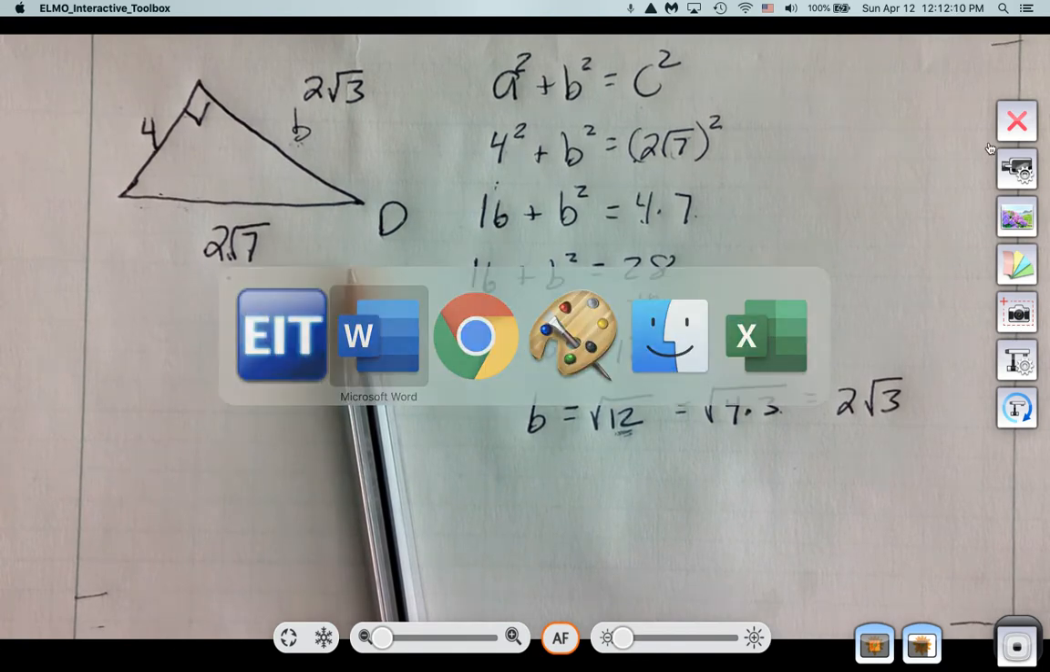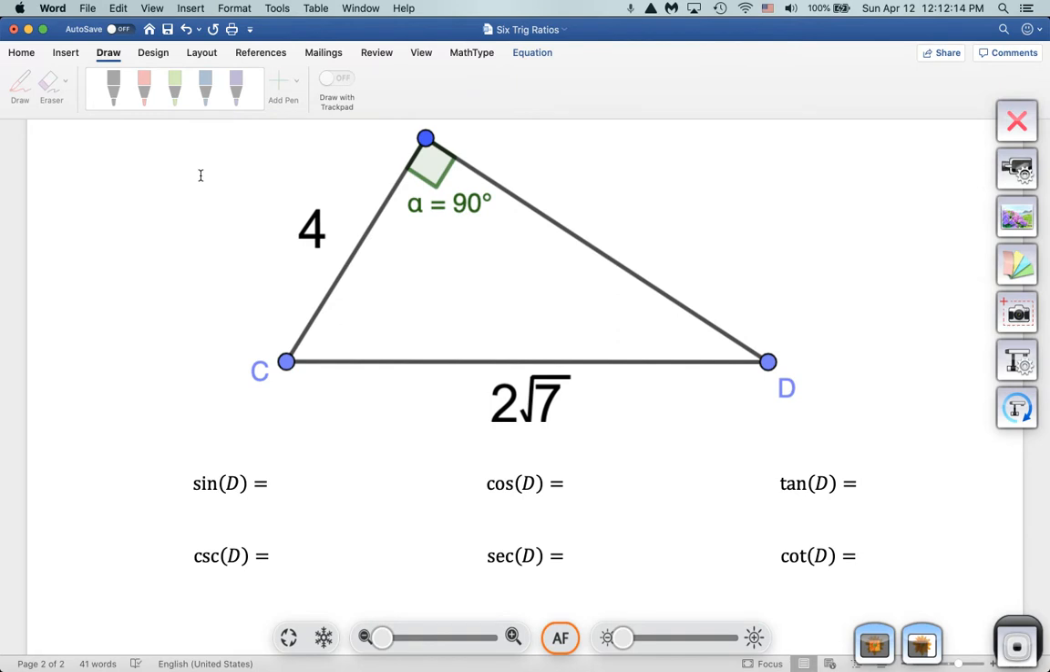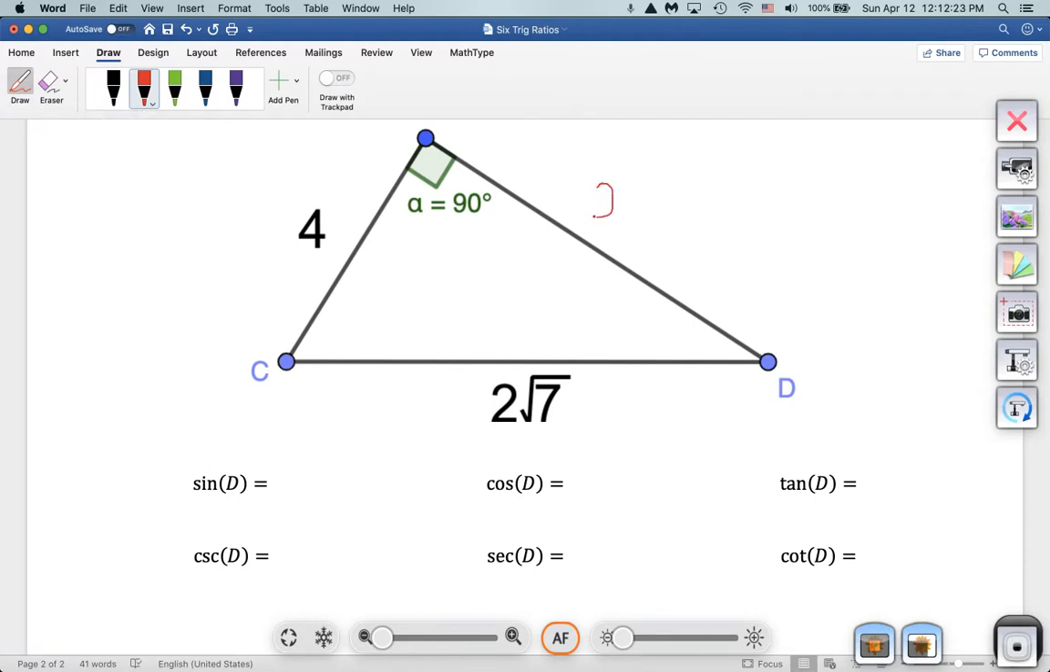So now I'm going to go back to here, and I'm going to write in, as best I can, 2 square roots of 3. Now I can actually solve for all these sine functions. Now be very careful again when we do this that you rationalize the denominator.